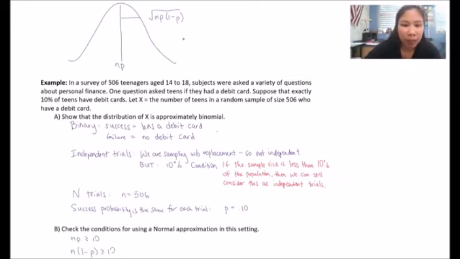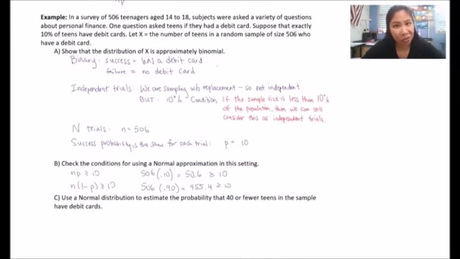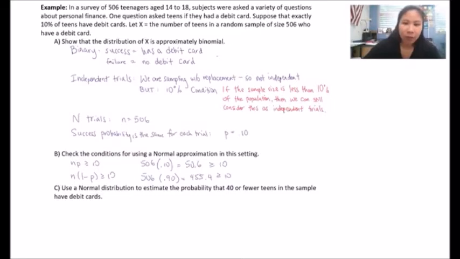Plugging in my numbers, n was 506, p was 0.10. When I multiply that together, I get 50.6, which is obviously greater than or equal to 10. Then I also need to do the same thing for 1 minus p, which is 0.90. When I multiply that out, I end up with 455.4, which is greater than 10. Both of these check off for our large counts condition, so we are allowed to use the normal approximation for this problem.